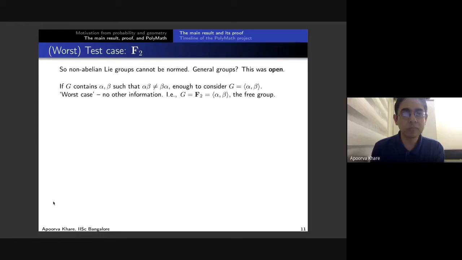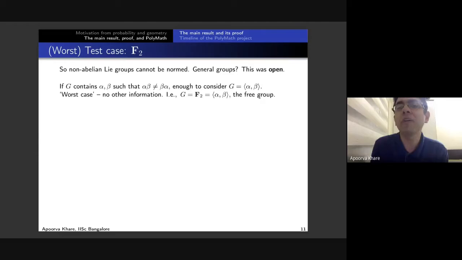So here is a small reduction. Suppose I take two elements that don't commute, right? Suppose I have a non-abelian group with a norm on it, then since there are these two elements, I can look at the subgroup generated by them. That is another non-abelian smaller group with the same norm on it. It inherits the norm, right? The translation invariant and the scaling invariant metric. So the worst case, the case when you don't have any other information to play with, is the case when this is the free group. So, for example, can the free group on two generators have a norm on it?